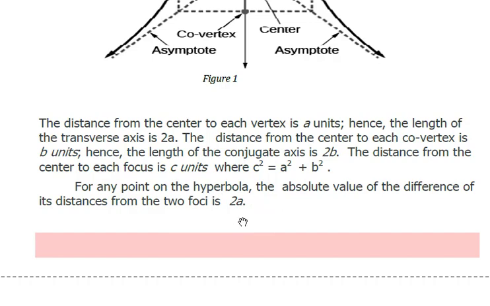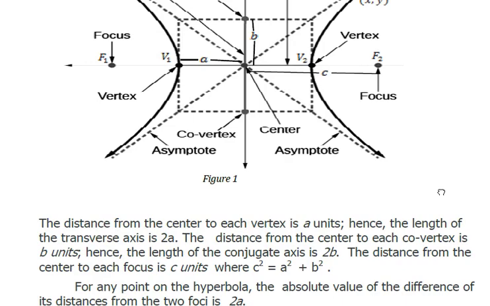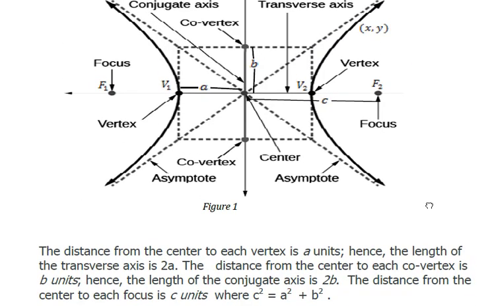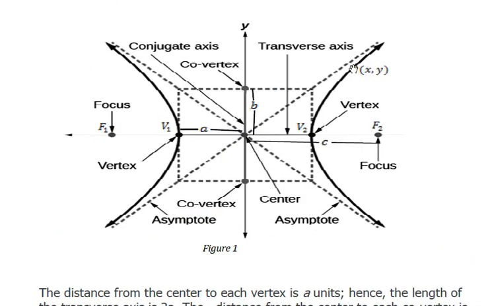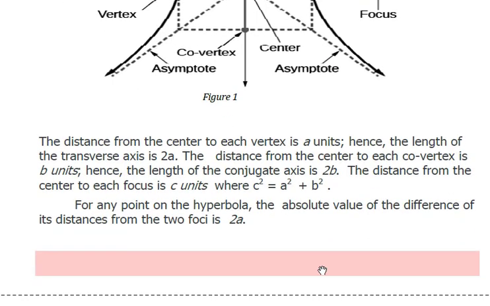foci is 2A. So let's try to demonstrate. Say we have this point P, any point here, and let's connect this point P to focus F1, and then connect the same point (x, y), or P, to F2. If we take the difference of the distance PF2 and the distance PF1, it will be equal to 2A. That is the meaning of the sentence here.